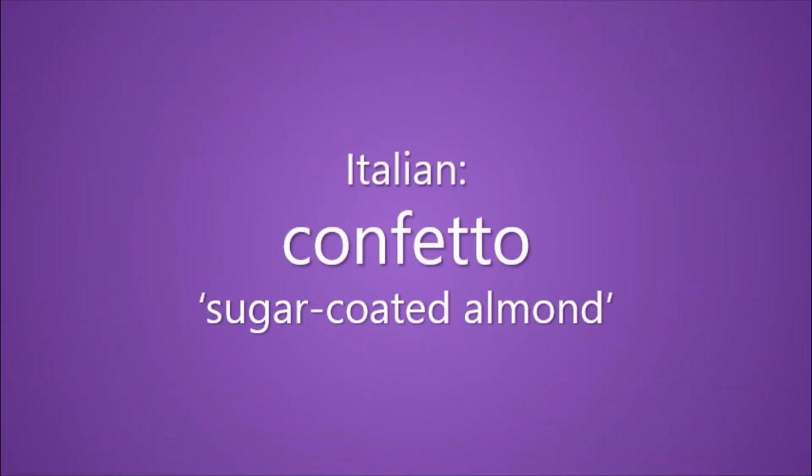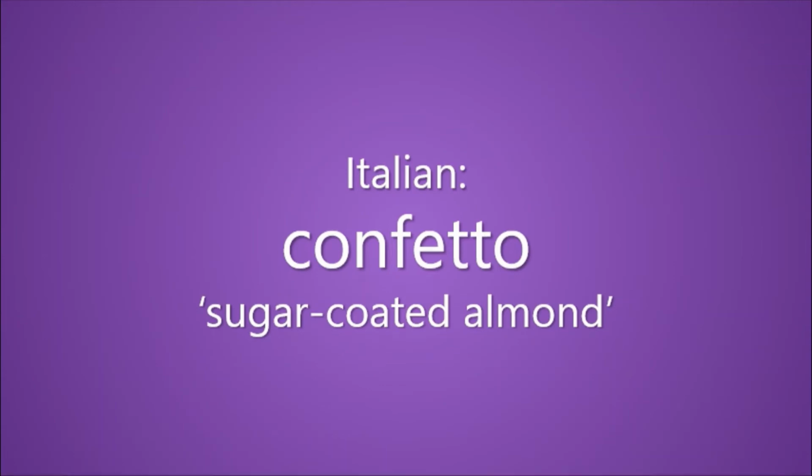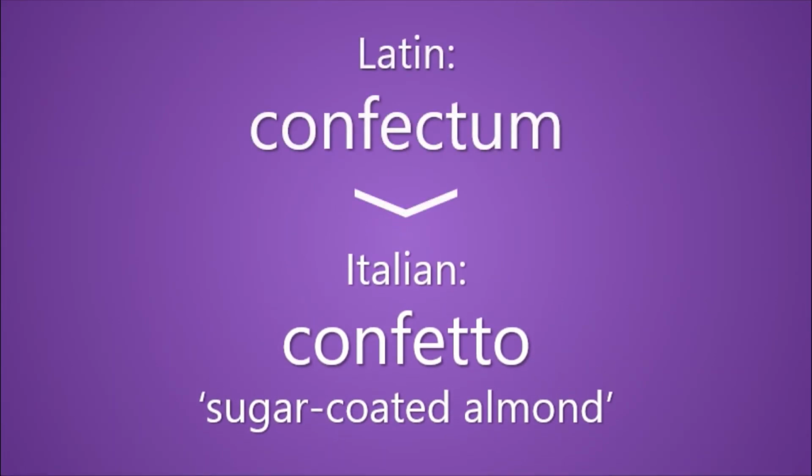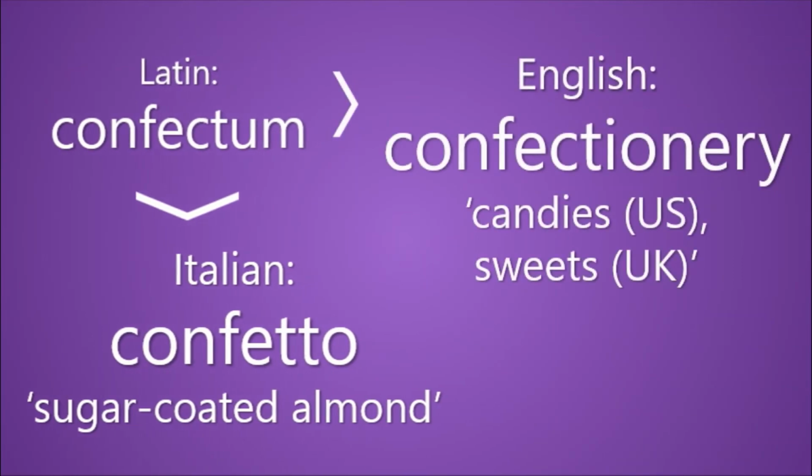I said at the start of this video that I'd show you how confetti is closely linked to an English word that may surprise you. We know that Latin is the ancestor of Italian, and the Italian word confetto comes from the Latin word confectum. It's from this Latin word we get the English word confectionery, which is a word for candies or sweets, depending on which part of the English-speaking world you're from. As you can see, not all that far away from the Italians' sugary almond snacks.